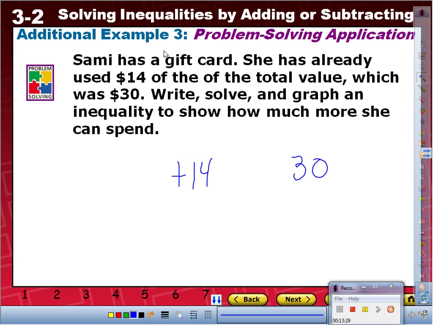So what variable would I use if they're talking about a gift card? G. Okay, so check this out. Stop what you're doing, please. Focus. It says, write, solve, and graph the inequality to show how much more she can spend. So check this out. Can she spend more than $30? No, so then the phrase will be no more than. Is that correct? So what symbol is that? Less than or equal to. And do we know how to solve it? Subtract 14, and solve.